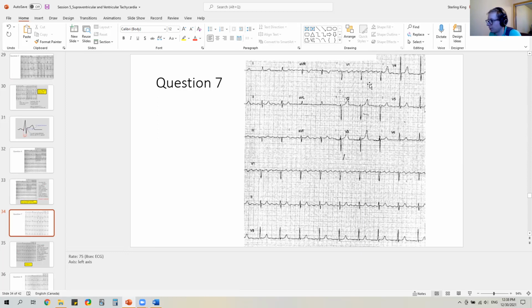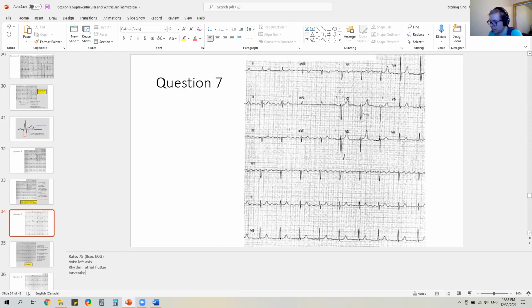Rhythm. Look at all those. That is definitely a fibrillation. That's flutter. Yeah, it looks like flutter. So rhythm, flutter, atrial flutter, just to be clear. Intervals.